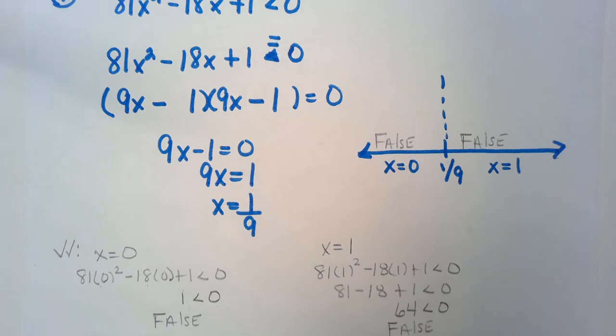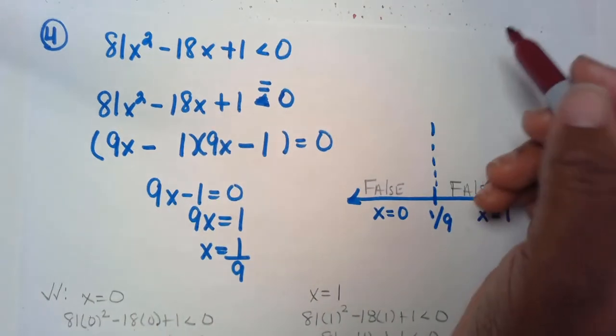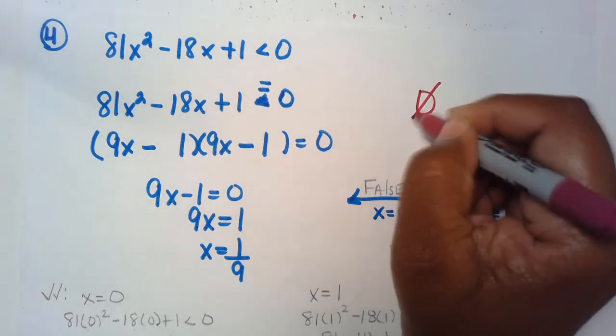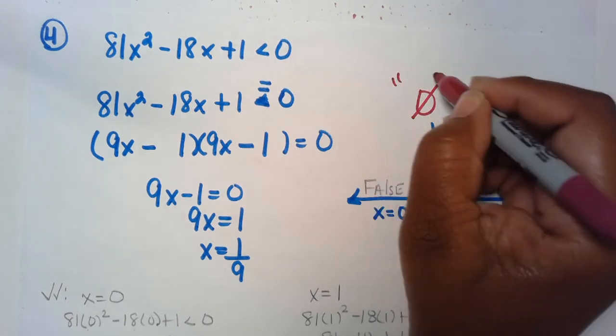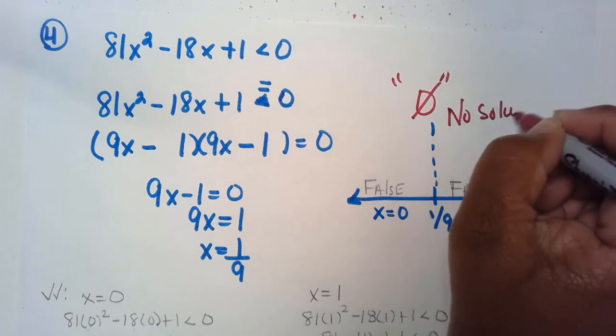And since both sides are false, what do you think the solution would be? There isn't one. So we would say no solution. We can use this symbol, or we can write out the words no solution.